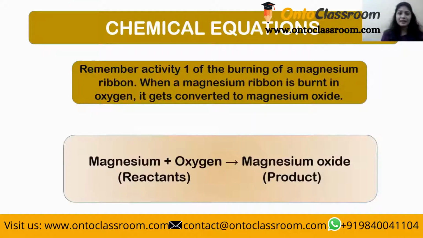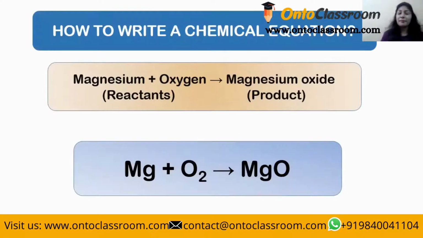Okay, now let's look at this equation. This is the equation from our very first experiment, wherein magnesium and oxygen are reactants and magnesium oxide is the product. So your magnesium and oxygen react together to give products. Magnesium is represented as Mg, oxygen is represented as O2, and magnesium oxide is represented as MgO. These are the chemical formulas for each of the compounds. We cannot afford to write the big names of chemical compounds while writing a chemical reaction, and that is why these short forms are used. So Mg plus O2 gives you MgO.